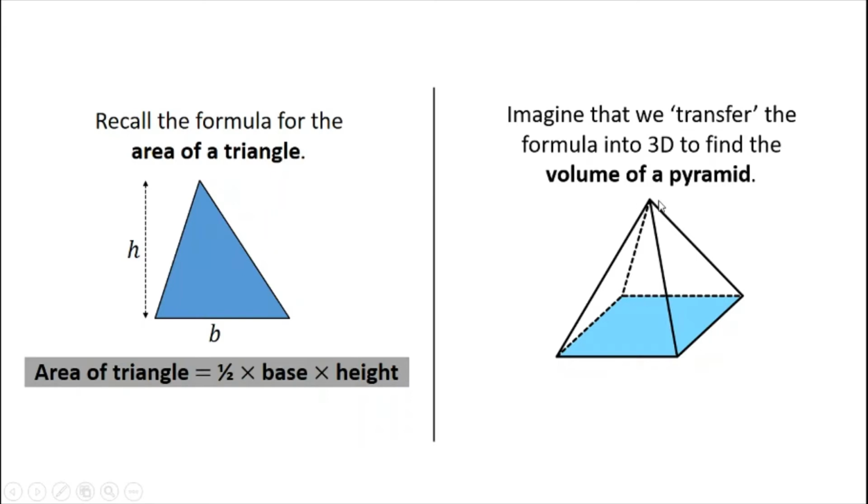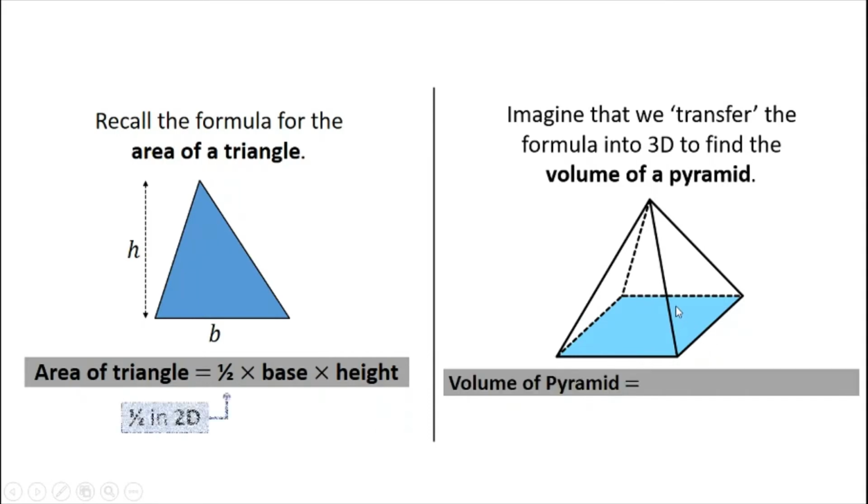Okay? The formula for the volume of a pyramid, such as this one, and I do need you to make sure you write this down, is going to be 1/3 times the base area, this blue square in this case, times the height from the very floor of the base all the way up to the tip of the pyramid.